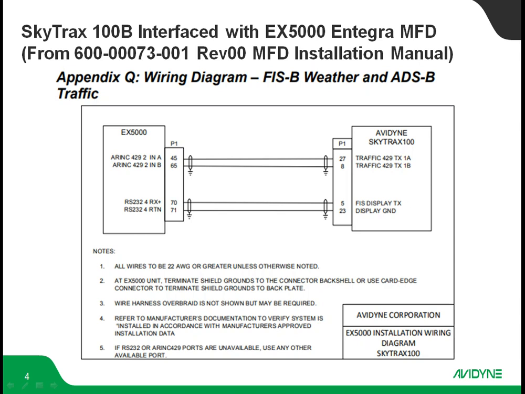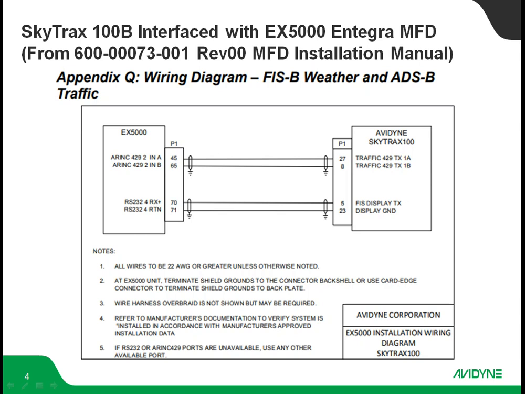Now the first drawing we're going to take a look at here is actually out of the 8.2 MFD installation manual for the EX5000. You'll see the part number there at the top. This is the manual and the rev that I took this picture out of. This one's a little bit easier to follow because it's just the SkyTrax 100 and the EX5000. We're going to get into the interface drawing that's in the SkyTrax 100B installation manual shortly, which is a little bit more confusing because there's a little bit more going on, but we'll get there. So in this drawing, you can see it's pretty simple.